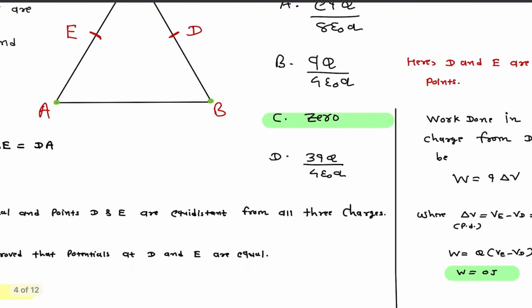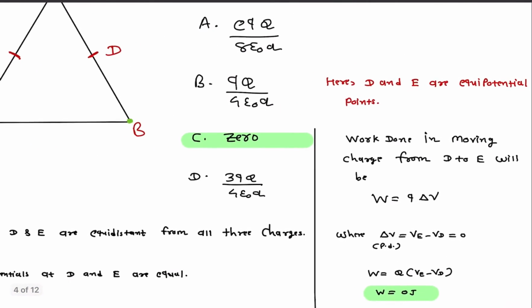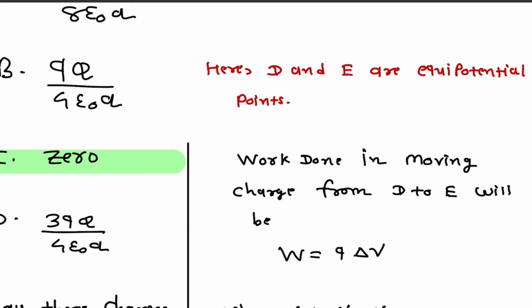Now, for an equipotential surface, the work done is 0. According to the definition of potential difference, delta V is equal to work done per unit charge, that is, joule per coulomb. So here, due to VD equal to VE, that is, equipotential points, delta V equals 0, because there is no potential difference between these 2 points D and E. That's why delta V is equal to 0.